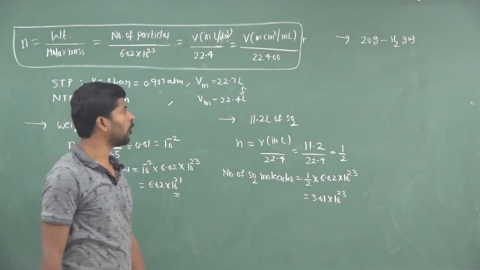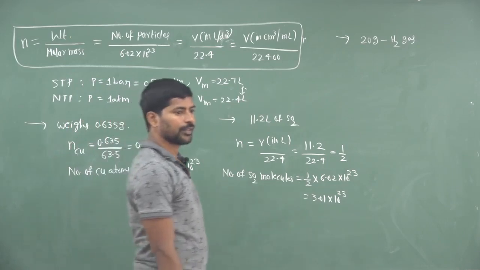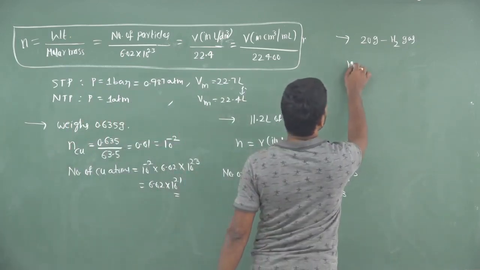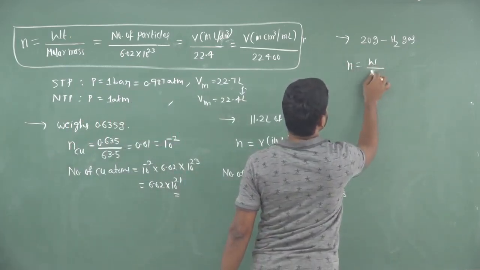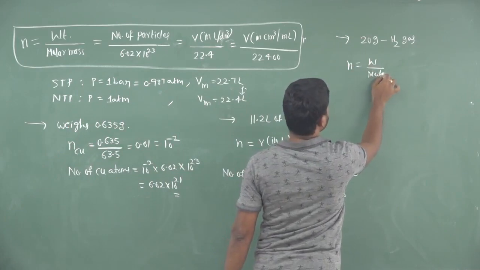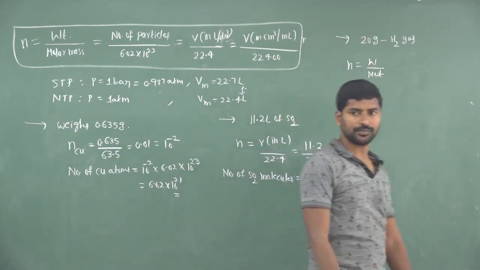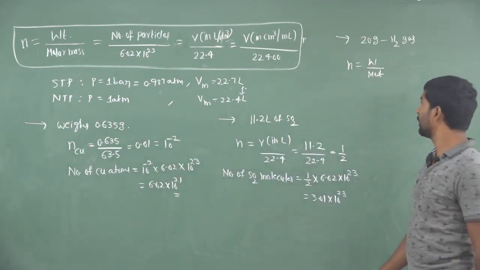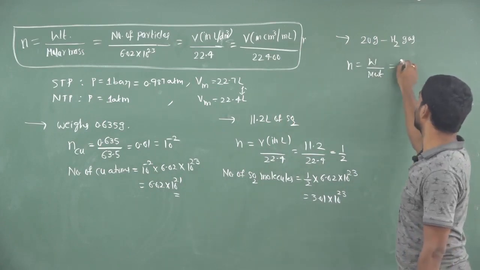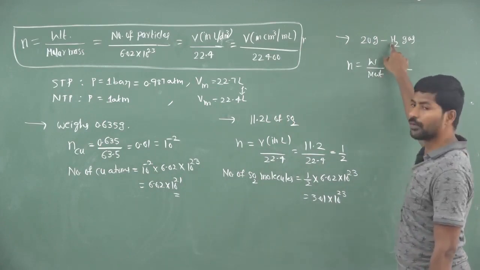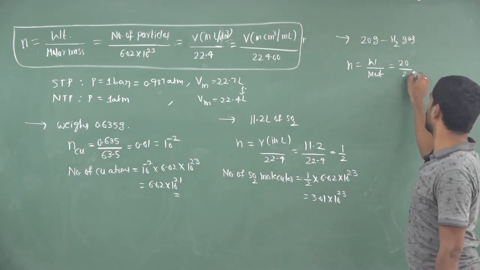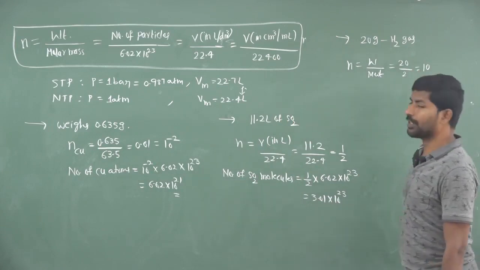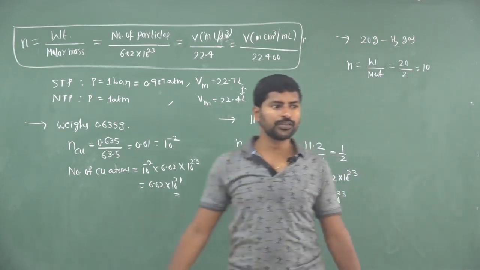How many moles? Number of moles is equal to weight by gram molecular weight. Weight is given 20. What is the molecular weight of hydrogen? 2. That means how many moles? 10 moles. So number of moles is 10.